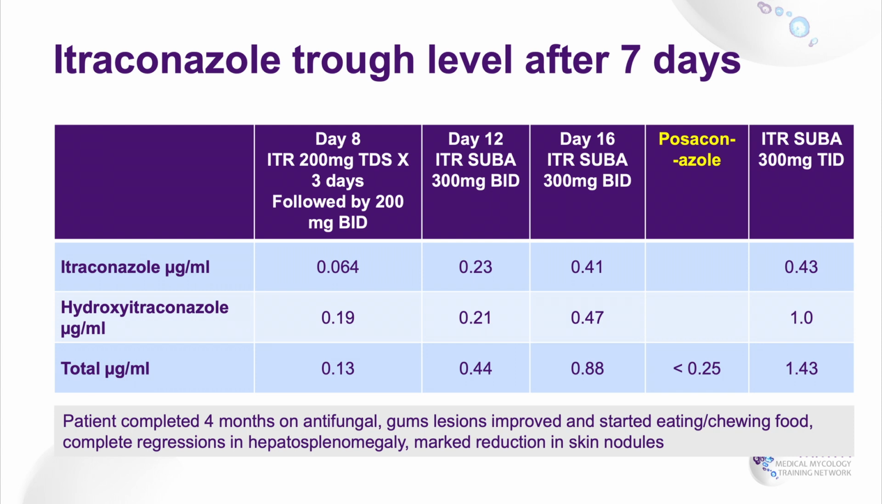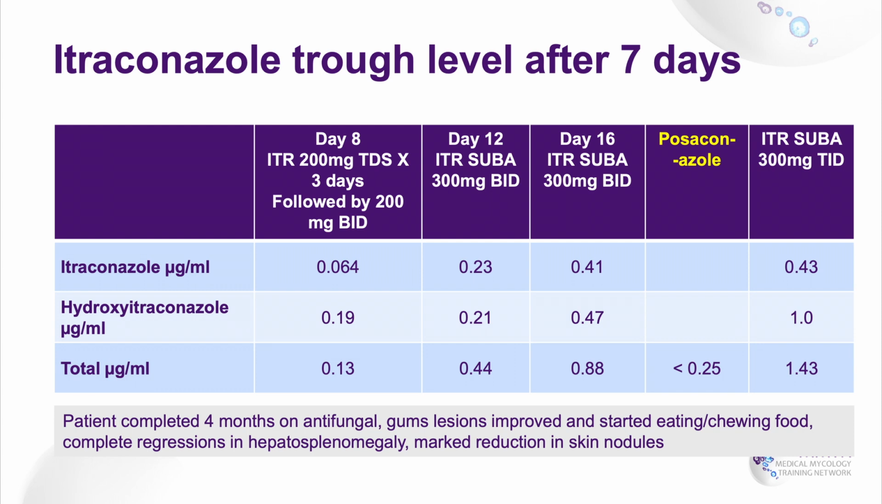Fortunately, in India, we have the itraconazole superior bioavailability versions available. So we changed to itraconazole superior bioavailability at 300 milligram twice a day. So we increased the dose from 200 to 300 and we changed the formulation. On repeat TDM, there was some improvement, but it was still a suboptimal level. So we changed the drug to posaconazole and it was undetectable.